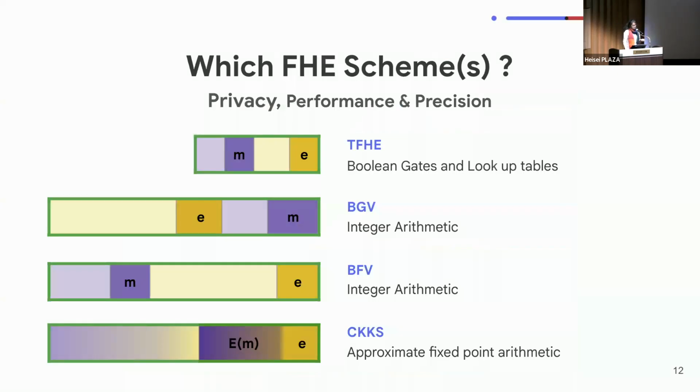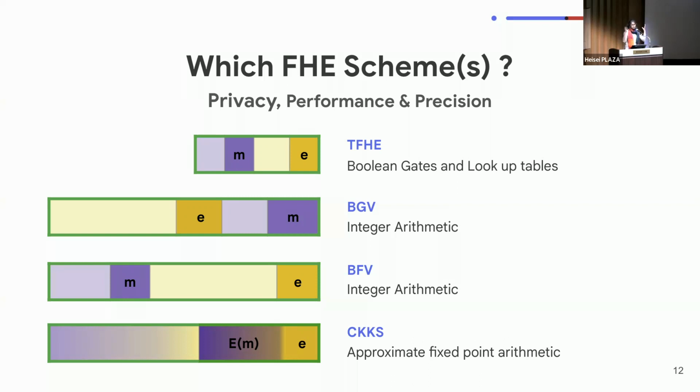So there is the plaintext universe, and there's the ciphertext universe. And you'd think it's just one universe, but actually it's a multiverse of FHE schemes. Depending upon how you encode these messages and error, there are multiple schemes. Some schemes are good for gate operations or lookup tables. Some schemes are better to do integer computations, while some schemes are good to do approximate fixed point arithmetic.